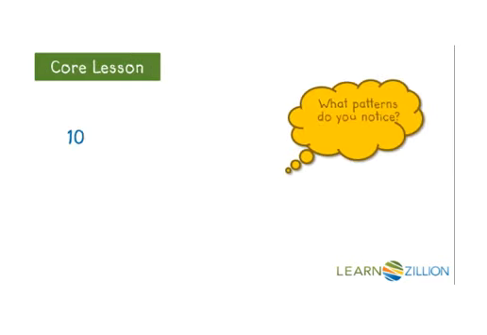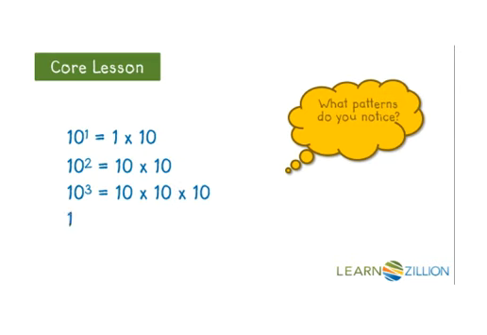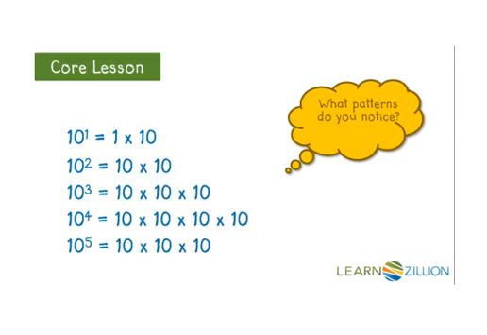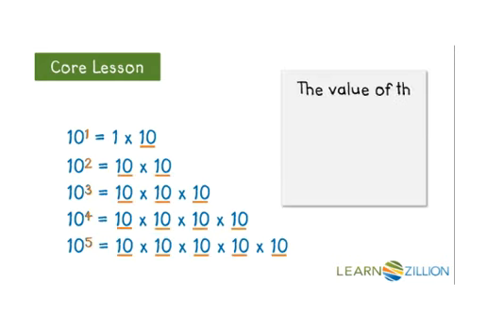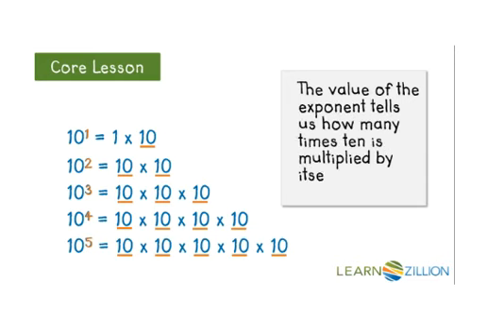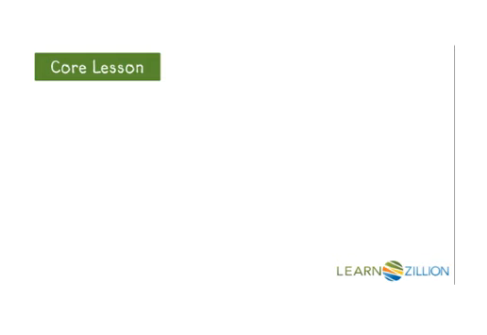When we write powers of 10 using exponents, we can look for patterns to help us figure out the products. What patterns do you notice in our equations? The value of the exponent tells us how many times 10 is multiplied by itself. For example, in 10 to the fourth power, we can see that 10 is multiplied by itself 4 times.